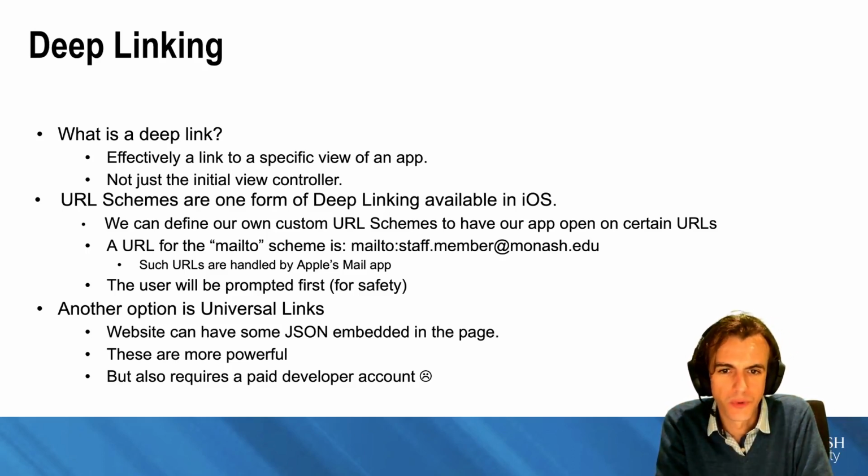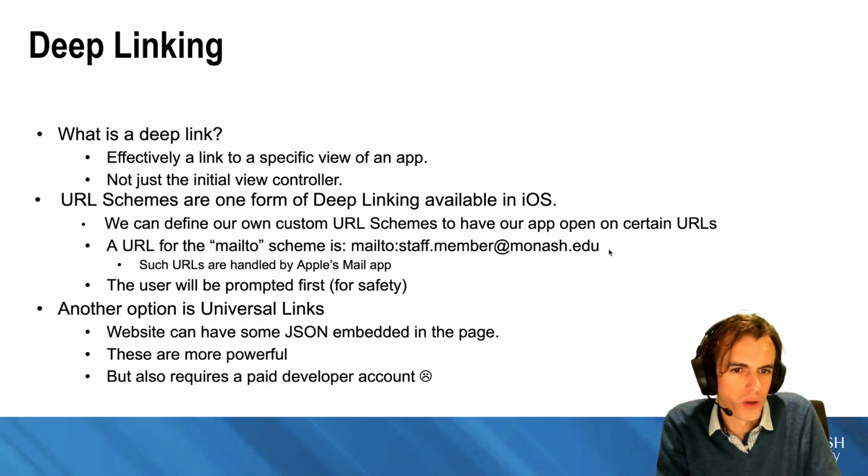In each case you can provide additional information. We've seen how this can be done via query strings in URLs, and an example would be the mail app. We could say mailto staff member at Monash. You can also add an additional query string where you say subject equals and specify a subject line, and the mail client will then auto-populate that subject line in the email that's being composed.